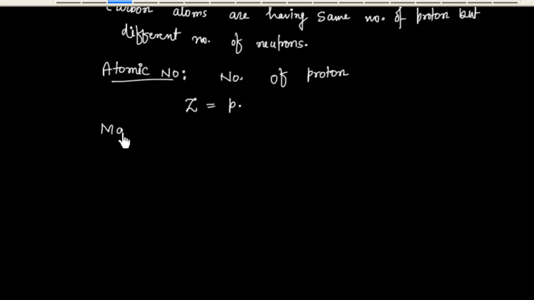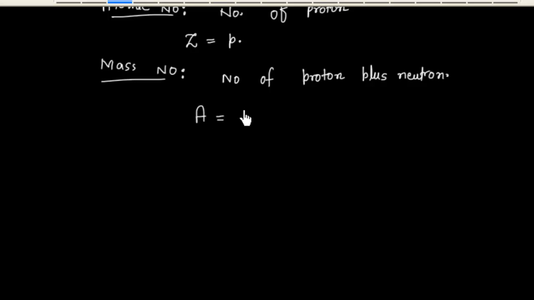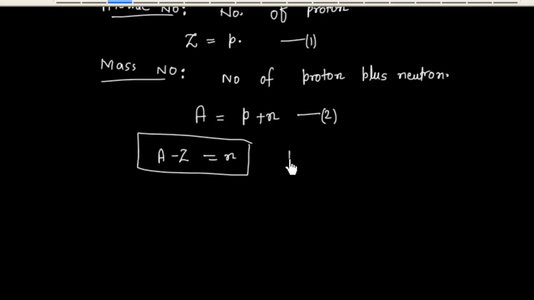Now we define mass number, and this is defined as number of proton plus neutron, and in short this is denoted by A. A is equal to number of proton plus number of neutron. So this is 1, this is 2. Now if I subtract 1 from 2, we can write A minus Z is equal to number of neutrons. So we have a relationship: if you subtract the atomic number from the mass number, finally we have the number of neutron.